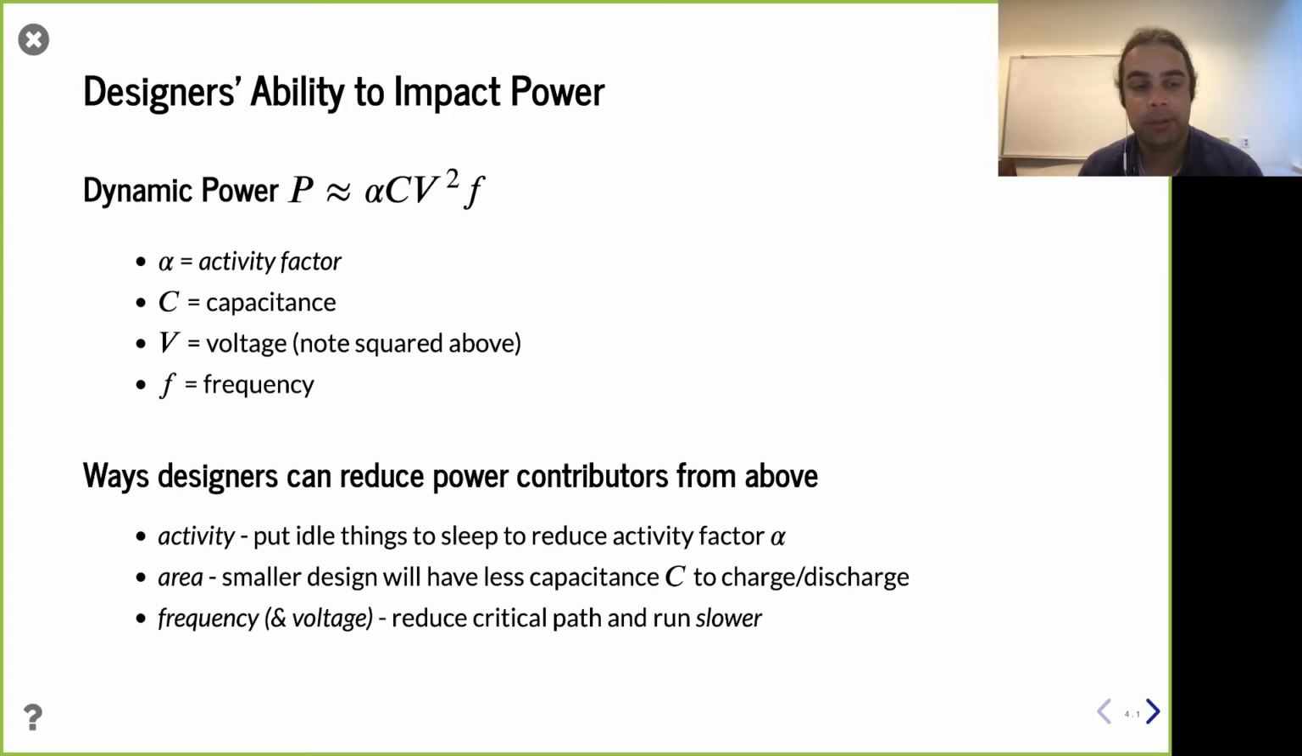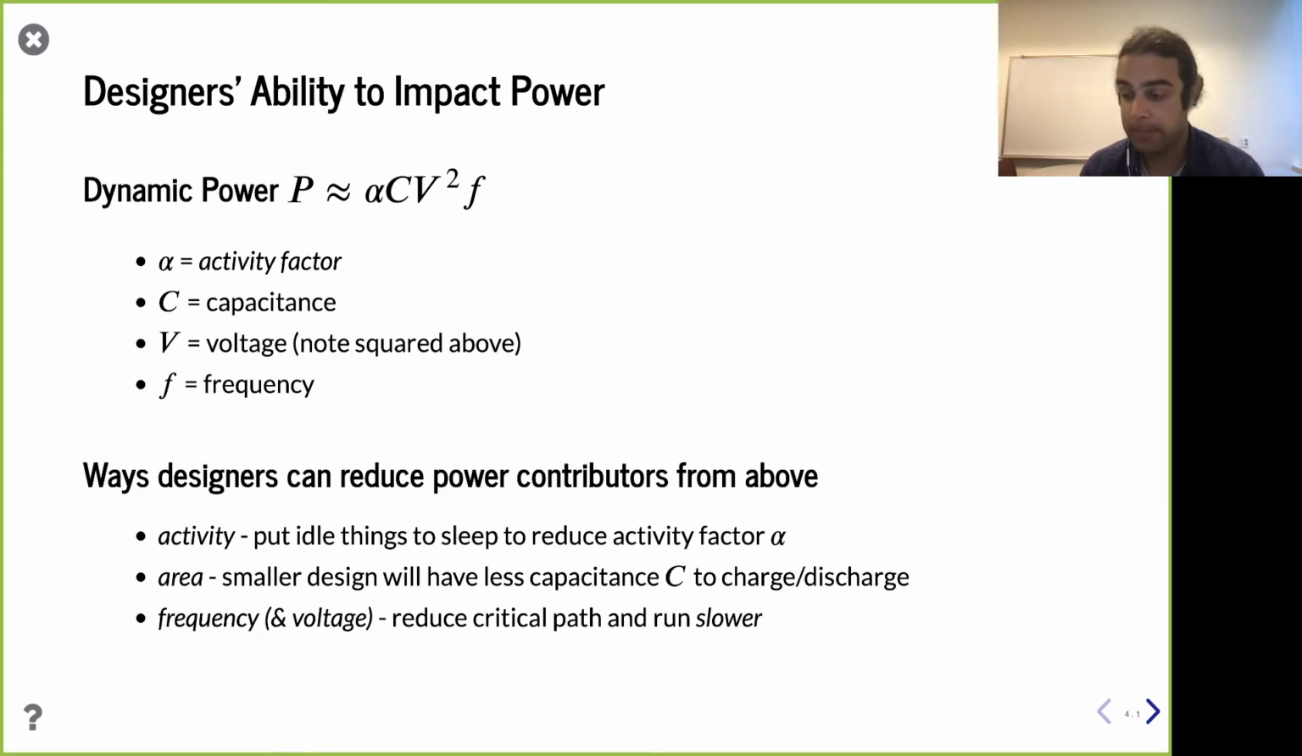The reason I brought out the equation is not because we need to solve it in this class, but more that if you can decrease any one of these terms, you will decrease power. And we as designers have the ability to impact any one of these terms, right? That's why I'm pulling this out here. So what are these terms?